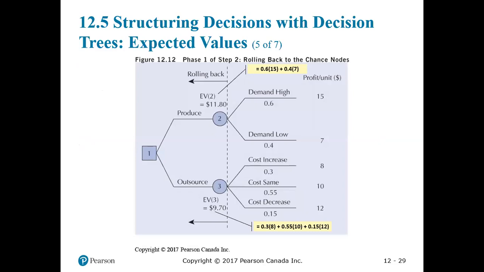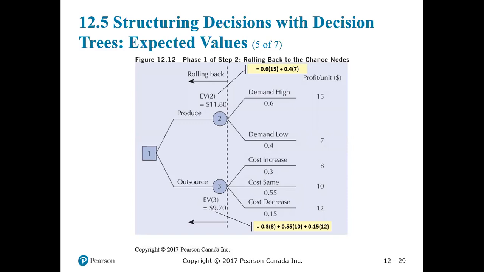So you can see that if we start by saying that profit is high, 15 unit profit per unit, then the expected value for high demand versus expected value for low demand, we should say plus, because we're going to add them together, right? Add the expected value of the high plus the expected value of the low. So at node 2, we would have an expected value of 11.8.